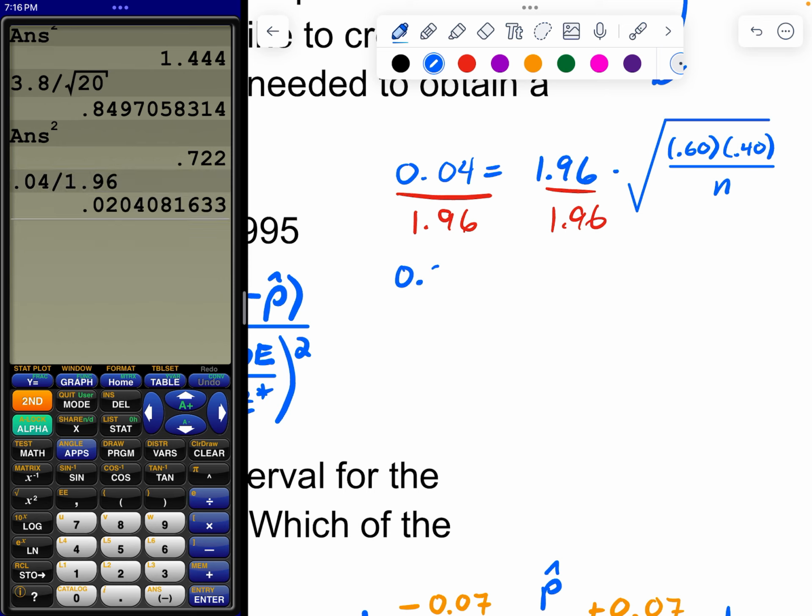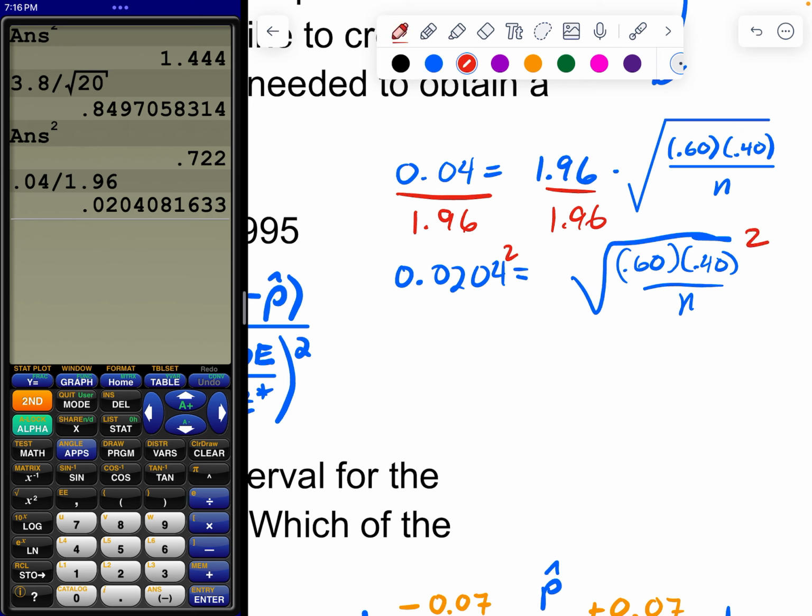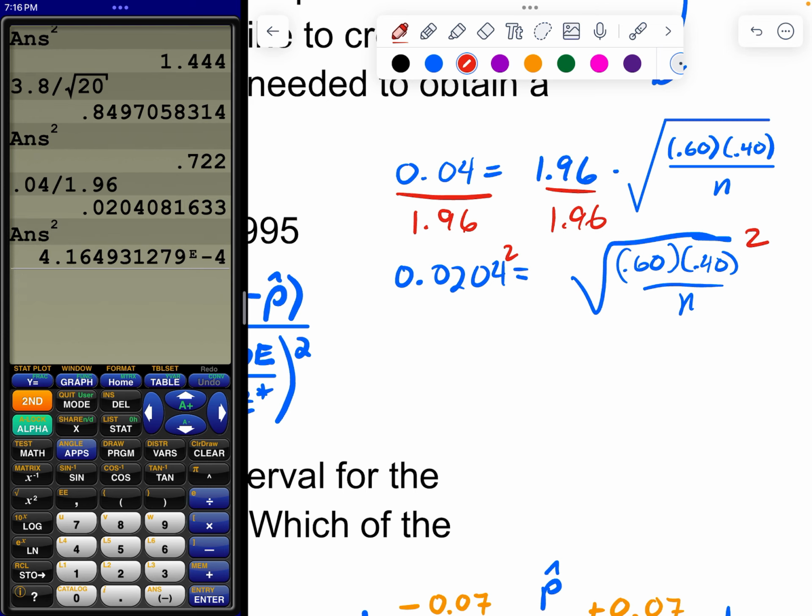And I'll write it down, but I'm not gonna round it. I'm gonna leave it on my calculator. Then I've got the square root of 0.60 times 0.40 over n. At this point, you square both sides. So just square my answer on the calculator. Got it. Ugly number. You're going to get scientific notation almost every time right there.